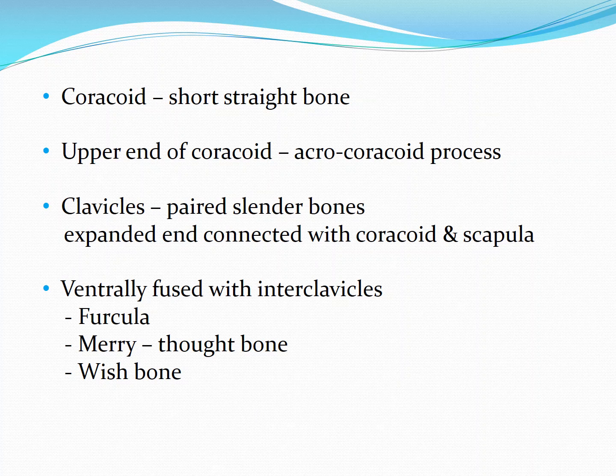Coming to the coracoid. Coracoid is a short straight bone which articulates at the lateral edge of the sternum, also called the breastbone. The upper end of the coracoid on its inner side articulates with the scapula, whereas the upper or anterior end of the coracoid is produced into acrocoracoid process. Next, clavicles are a pair of slender bones connected by their expanded upper ends with coracoid and scapula. Ventrally, the two clavicles are fused with the interclavicle to form a disc known as furcula, also called the merry thought bone, or wishbone.